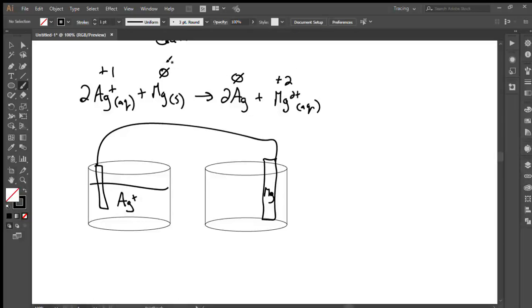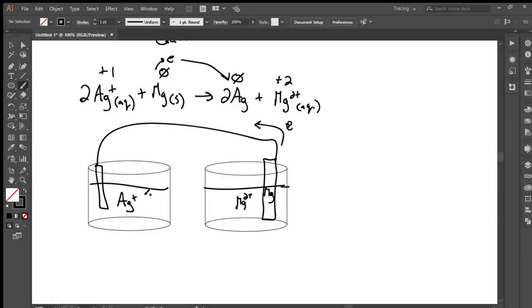So the electrons flow out of the magnesium and end up in the silver. So that means our electron flow is going to be this direction. Okay, this is also going to be an aqueous solution because that solution is going to end up having Mg2+ in it once it goes on.